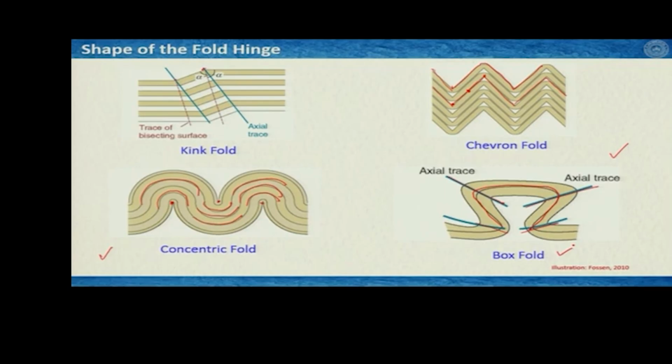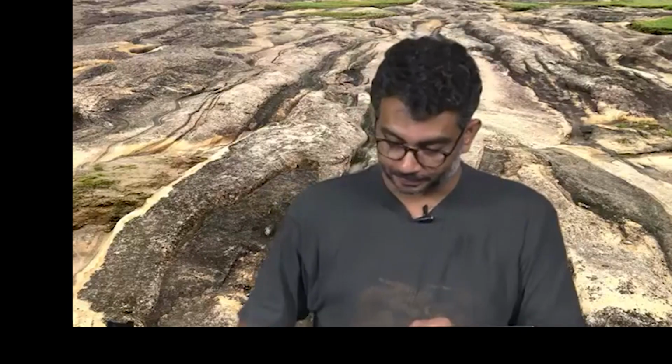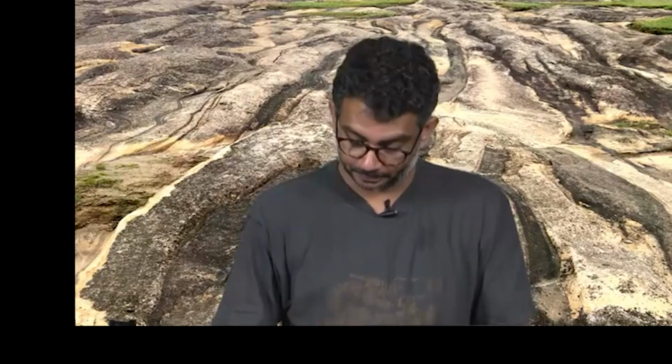And sometimes we see this kind of fold when we deform thin multilayers of contrasting competence. Based on the shape of the fold hinge, we define it as kink fold, chevron fold, concentric fold and box fold, and they are mostly classified based on their appearance and the geometry of the hinge.